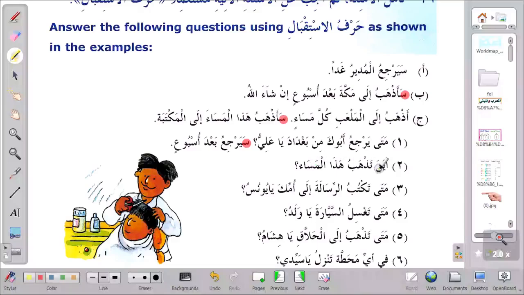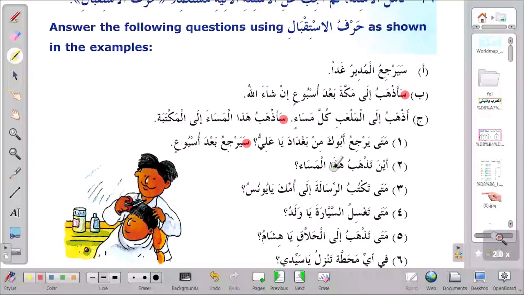Okay. That is literally what the sentence means. Aina tazhabu haza al-masa. So it can mean two things. It can mean, where are you going this evening? It is already evening and the person is going, and you are asking, where are you going this evening?